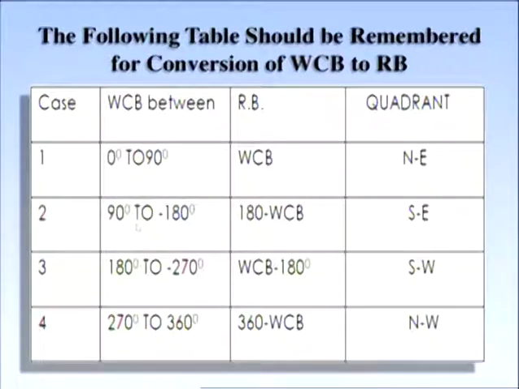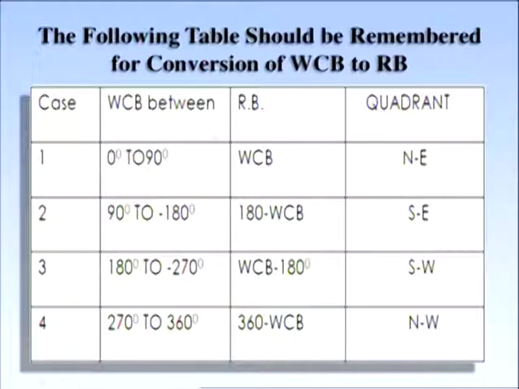If your whole circle bearing is from 90 to 180 degrees, then to get the reduced bearing you have to compute 180 minus your whole circle bearing. Whatever the reading you are taking, suppose it is 100 degrees, because it is in the second quadrant, the value is more than 90 degrees. Then you have to do 180 minus 100. Whatever figure you get, you have to write south, the value, then east.